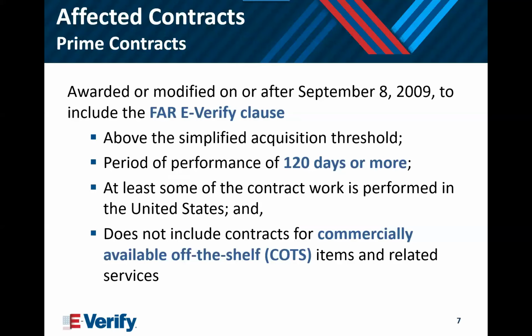So first of all, we've got these prime contracts, and this is going to qualify for the FAR E-Verify clause if that contract was awarded or modified on or after the effective rule date of September 8th of 2009. If the contract is above the simplified acquisition threshold, the period of performance is 120 days or more, at least some of that contract work is performed in the United States, and the contract is not solely for commercially available off-the-shelf or COTS items. You can always review that FAR final rule at regulations.gov.